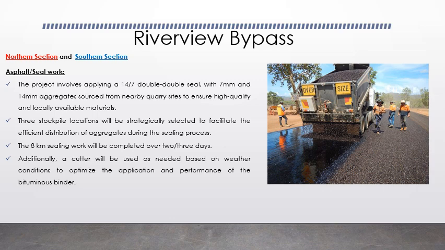To facilitate the efficient distribution of aggregates during the sealing process, we have strategically selected three stockpile locations. These sites will allow us to manage and distribute the materials effectively, ensuring a smooth and uninterrupted workflow. The sealing work covers an 8-kilometer stretch and is planned to be completed over just 2 or 3 days. This tight schedule is designed to minimize disruption and ensure the project progresses efficiently.